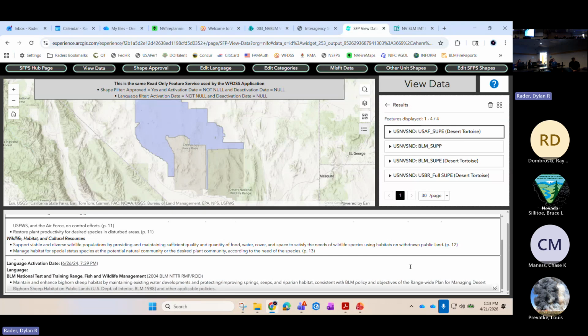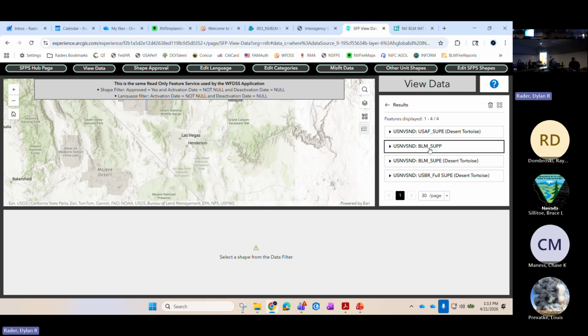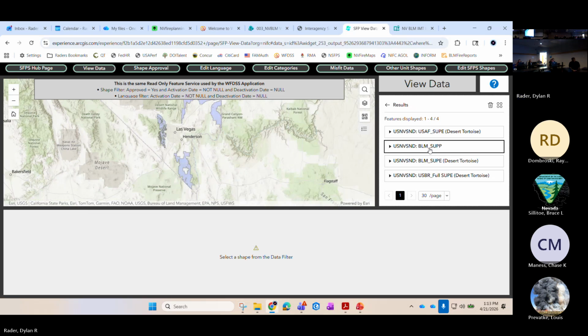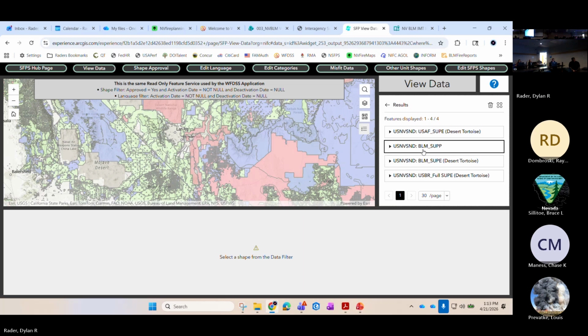And then the next one, Dylan, if you want to go to that one, I was trying to click on that one earlier. The BLM suppression. Yeah, wasn't sure. That must be a layer for the whole state. No, that's Southern Nevada. Okay. That's why it's got that US NVSND.